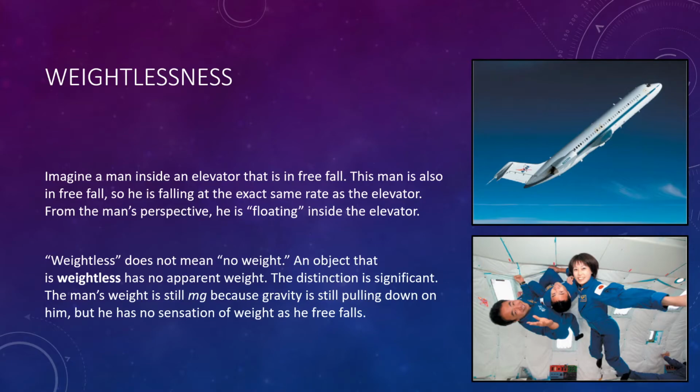So while the elevator is falling, well, the person inside is also falling at the exact same rate, right? They both start at 0 meters per second, but then they both fall at the same time, and so they're picking up speed at the same time. They're both falling together. So from the person's perspective inside, they're basically floating. They don't feel their weight at all.